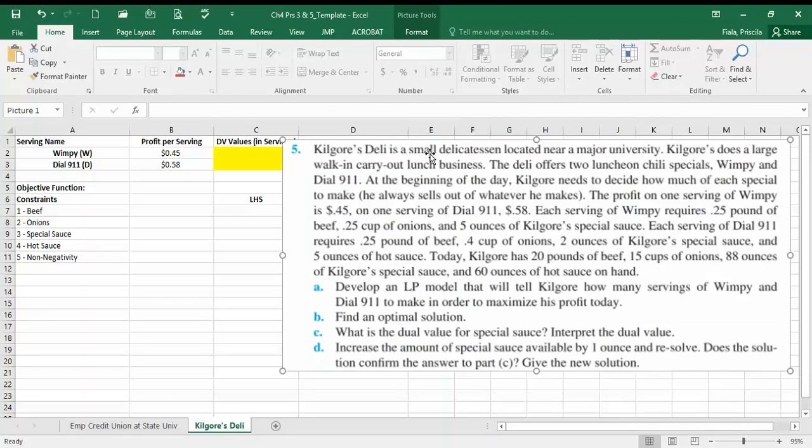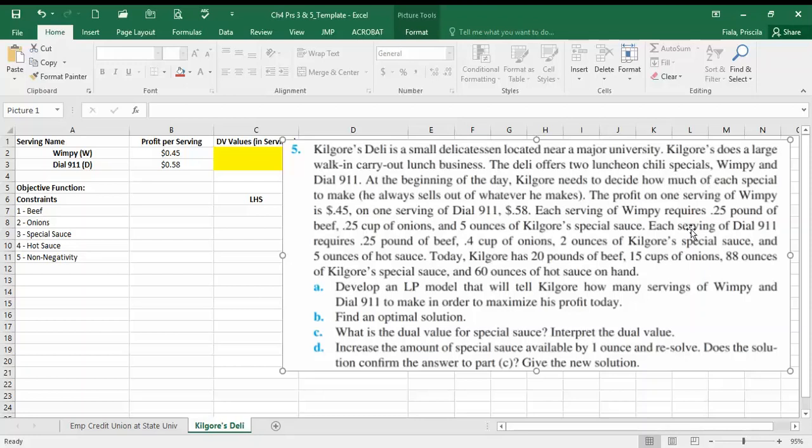Kilgore's Deli is a small deli located near a major university. Kilgore's does a large walk-in carry-out lunch business. The deli offers two lunch chili specials. Okay, so one is the Wimpy and the other one is the Dial 911. Well, what I understand, since these are chili specials, I believe the Wimpy is for the people who don't care for hot sauce, and the Dial 911 is for those who really like hot sauce, like myself. At the beginning of the day, Kilgore needs to decide how much of each special to make.